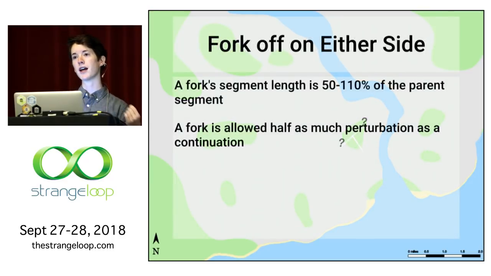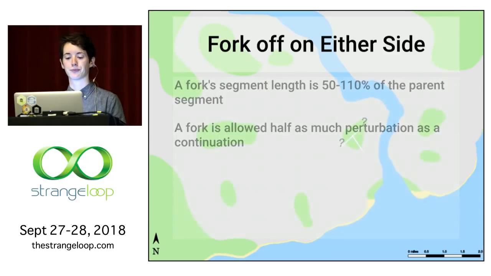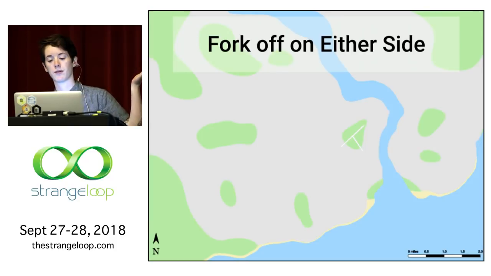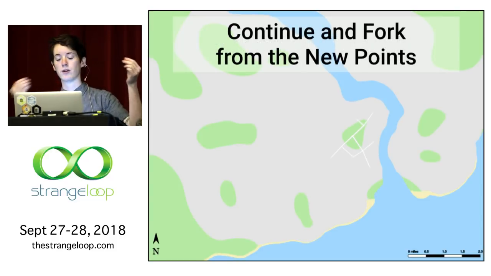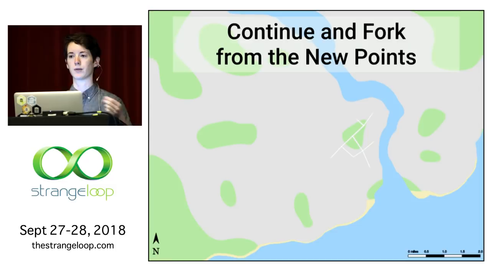And then we're going to fork off from either side of our original segment. Pretty similar, except the difference is that the segment length is changed by between 50 to 110%, and that keeps it a little variable, but by and large, the segment lengths are getting smaller as they fork off from the parent. And I use a smaller perturbation value, half as much, just so that there aren't really, really acute or obtuse angles. So here's our 2 forks. They've been accepted. They're both good. And then we do this recursively. We treat these new endpoints we've added as our origins, and we fork off and continue from them.